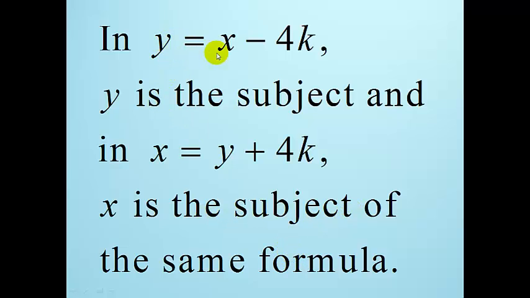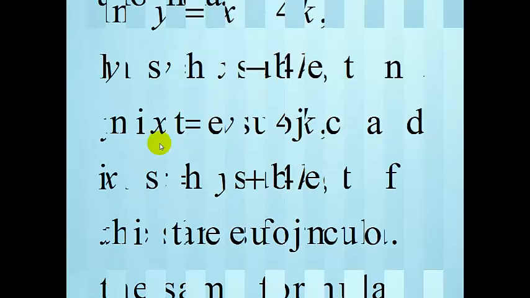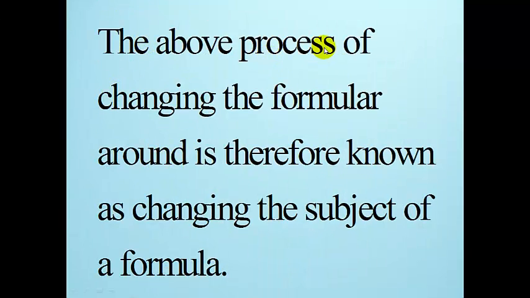Now, when you consider y equals x minus 4k, you can see that y stands alone, and therefore y is the subject. When we consider the equation x equals y plus 4k, we can also see that x stands alone, and therefore x is the subject. The above process of changing the formula around is therefore known as changing the subject of a formula.